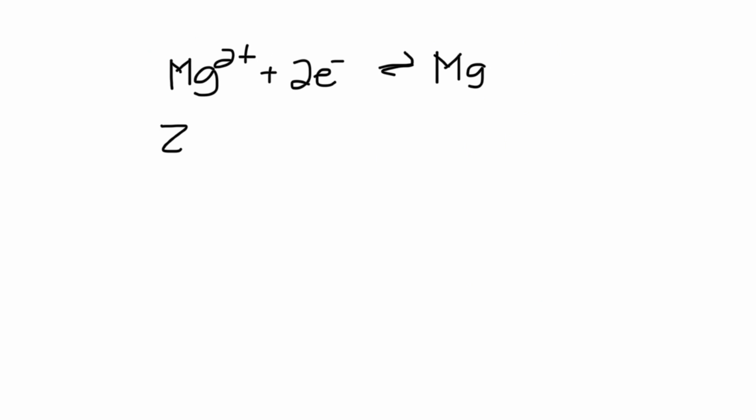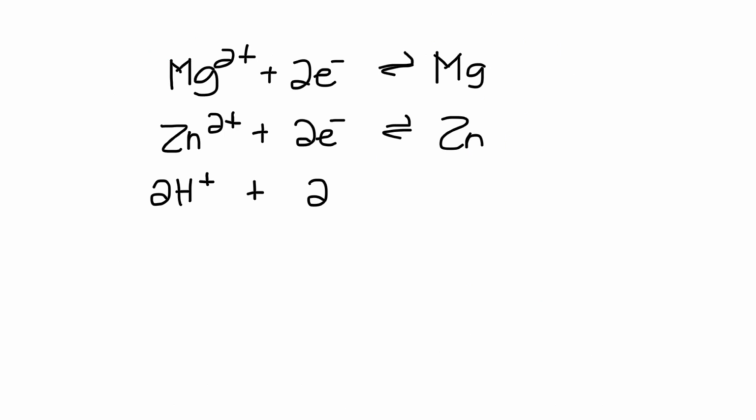So say, for example, I look on my redox table and I look a few from the top, you will find Mg2+ plus 2 electrons, reversibly forming Mg. A little bit below that, you will find Zn2+ plus 2 electrons, reversibly forming Zn. A little lower at 0, you will find 2 H+ plus 2 electrons, reversibly forming hydrogen gas.